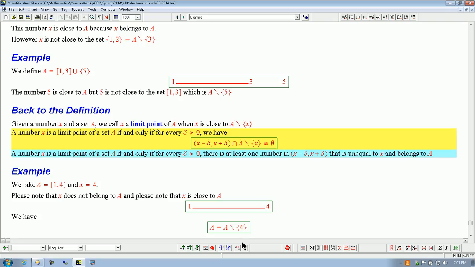Okay. So anyway, the number 4 doesn't belong to A. So the set of members of A that are not 4 is actually the set of all the members of A. Isn't that right?